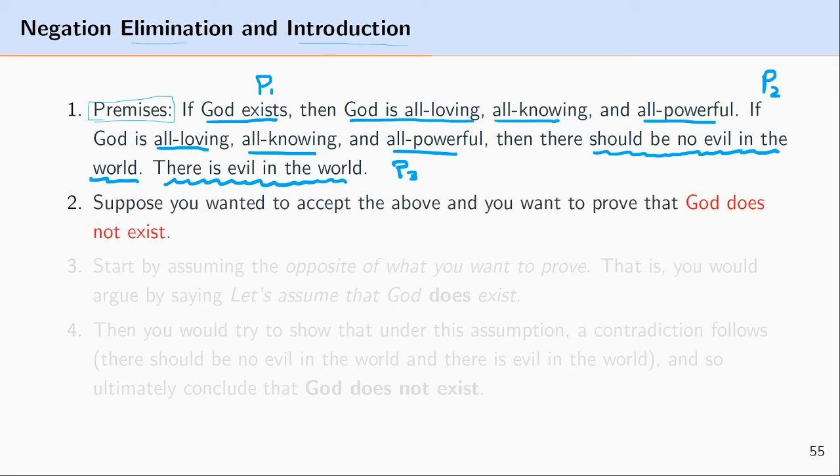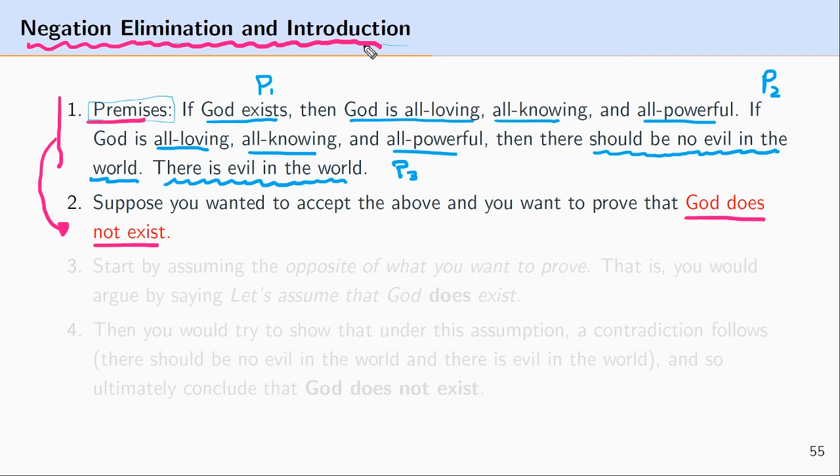Now, let's suppose you don't believe that God exists. You're committed to this view that there is no God, and you want to prove this. So God does not exist. That's what you want to establish, and you want to show that this formula follows from these premises. You want to show that you can reason using these premises up here to the proposition that God does not exist. Here is a case where we might use the negation elimination and introduction rules.